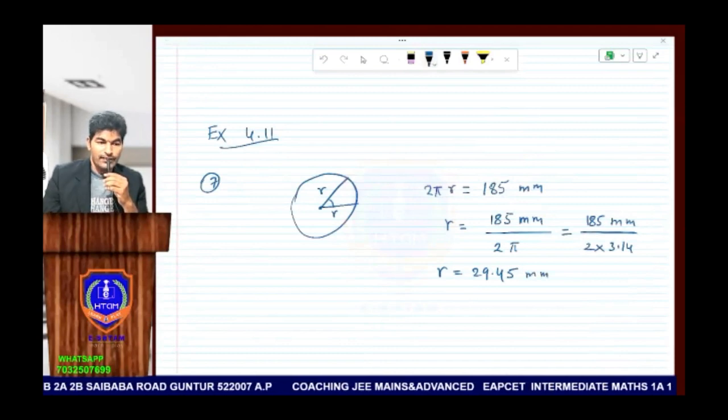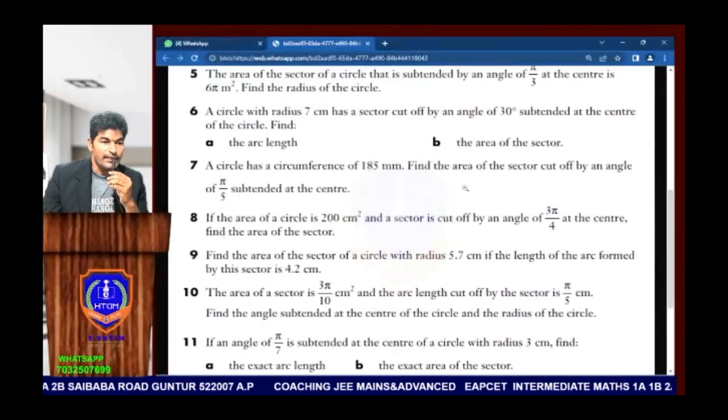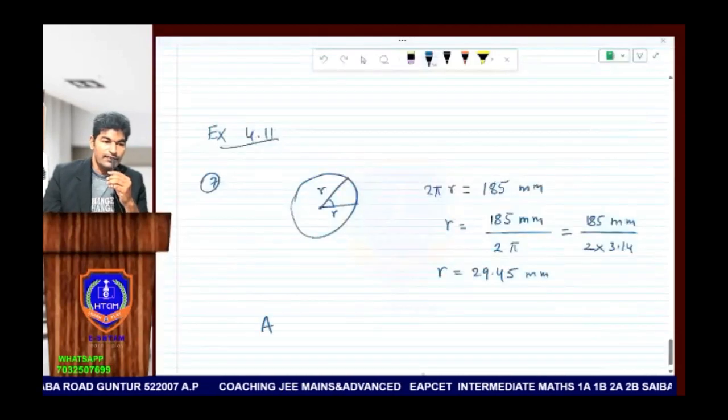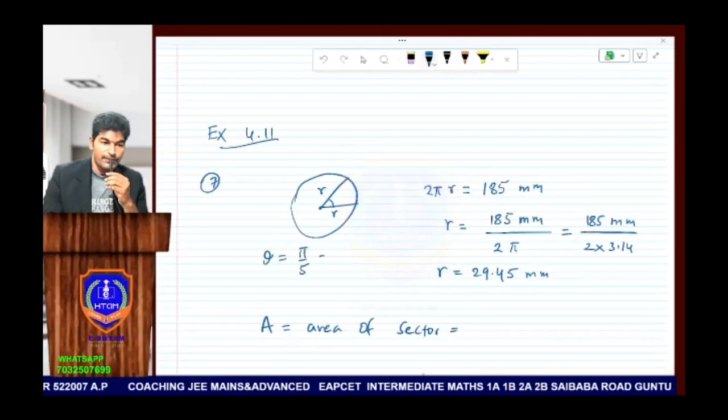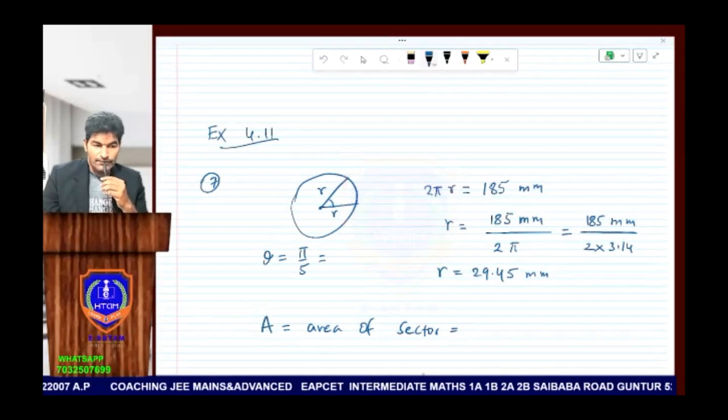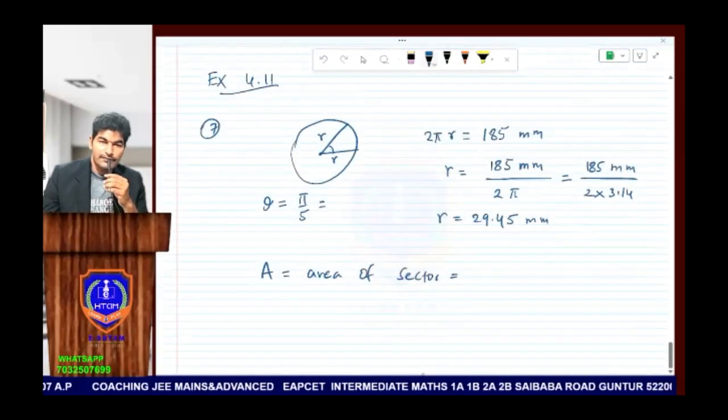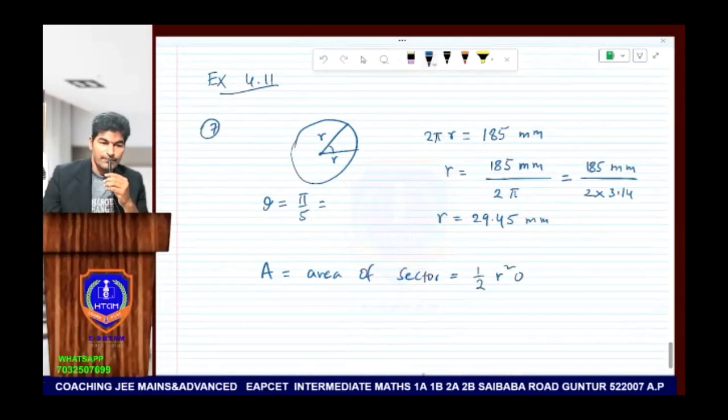Understood? After finding the radius, what is he asking again? Find the area of the sector cut off by pi by 5 radians. Write down A equals area of sector. Can you tell me what is the area of the sector? Theta is how much? He said pi by 5, right? The area of a sector is half r square theta, or you can also call it r square theta by 2.